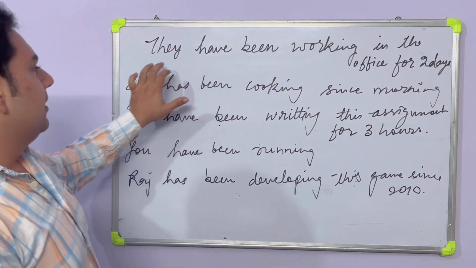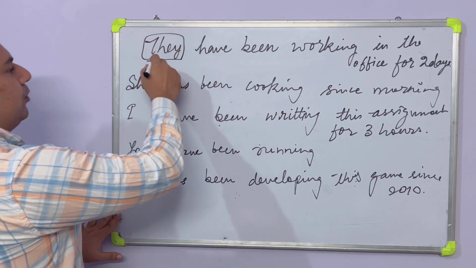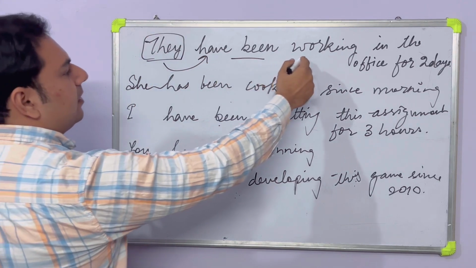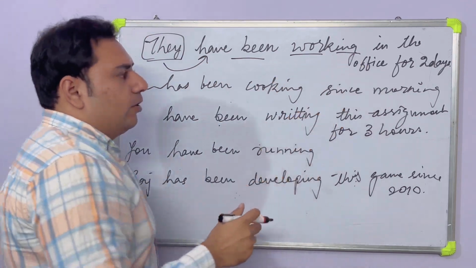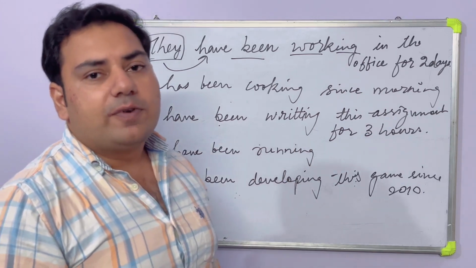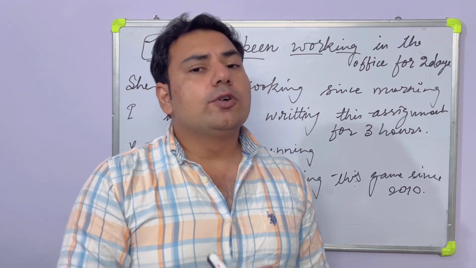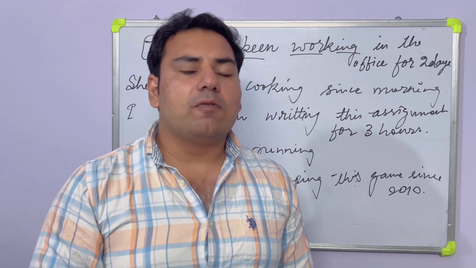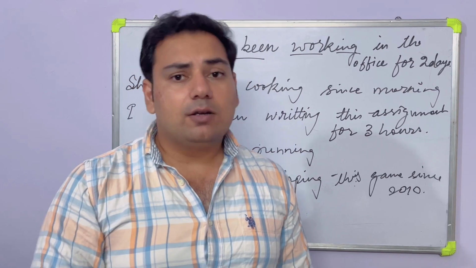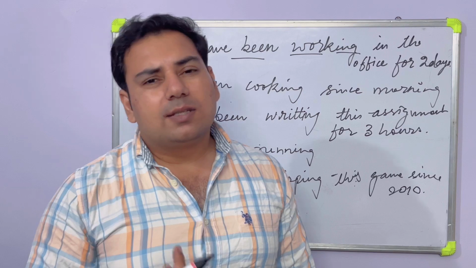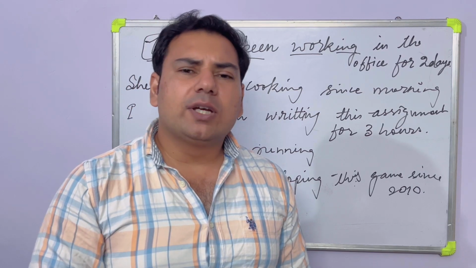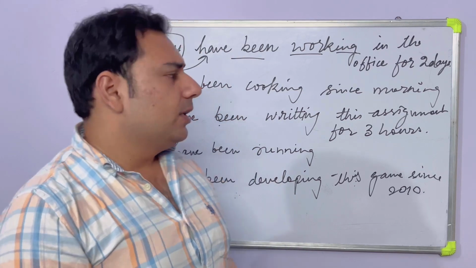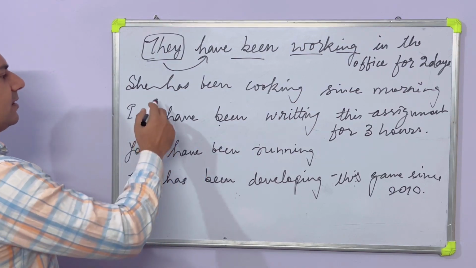The first one I have done: they, as it is plural, they have plus been, work and ing. So they have been working in the office for 2 days, and if you want to use since, they have been working in the office since yesterday, or since morning. So this is how you can use since as well. I hope that you have got the concept.